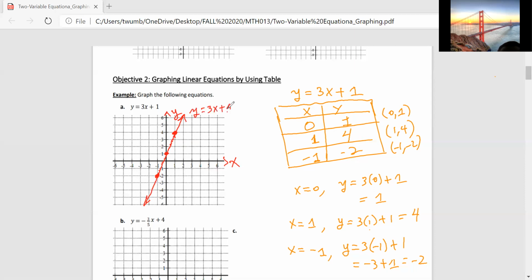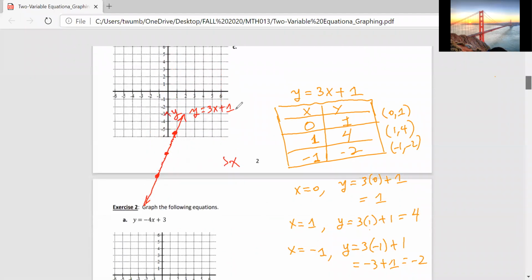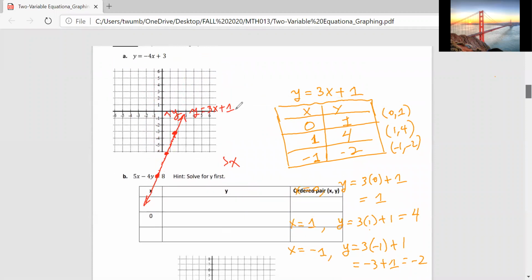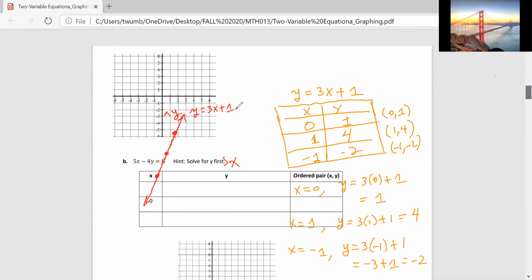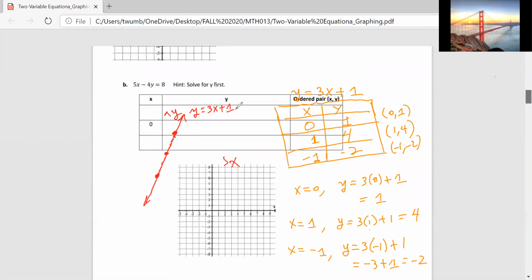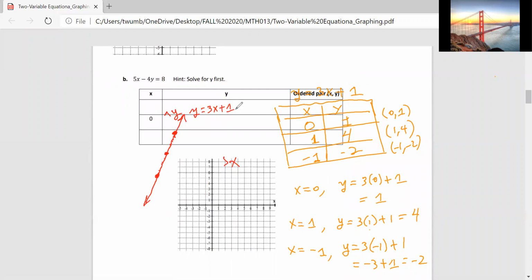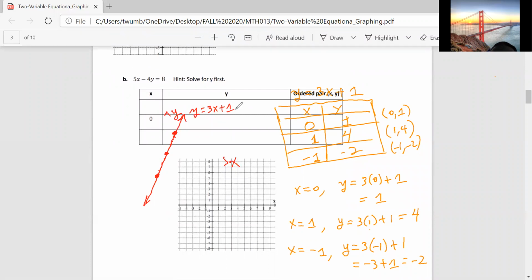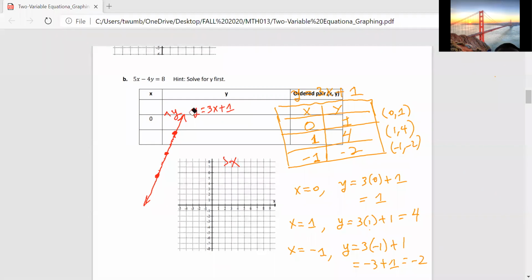I believe you can do the rest. That shouldn't be a problem at all. Let me try and move down a little bit. Try all of these here, and you should be able to do it. Pause here. Let's try this one here. I'm going to try and erase everything that we did up there.